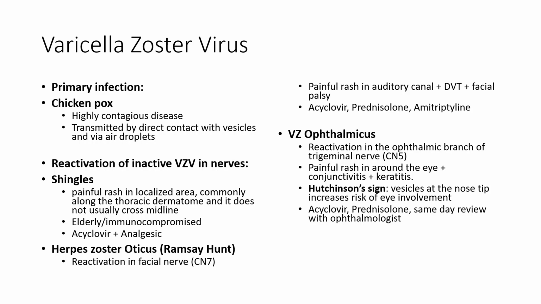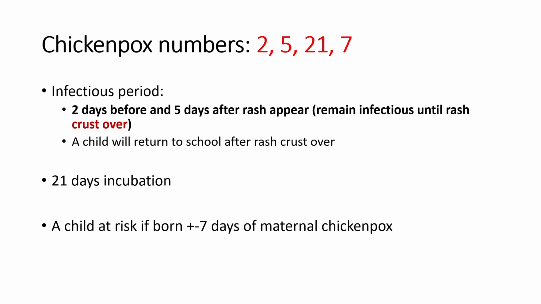In varicella zoster ophthalmicus, there is reactivation in the ophthalmic branch of the trigeminal nerve. This leads to a painful rash around the eyes, conjunctivitis, and keratitis. Importantly, we need to note Hutchinson sign, where vesicles occur at the tip of the nose. There is an increased risk of eye involvement.